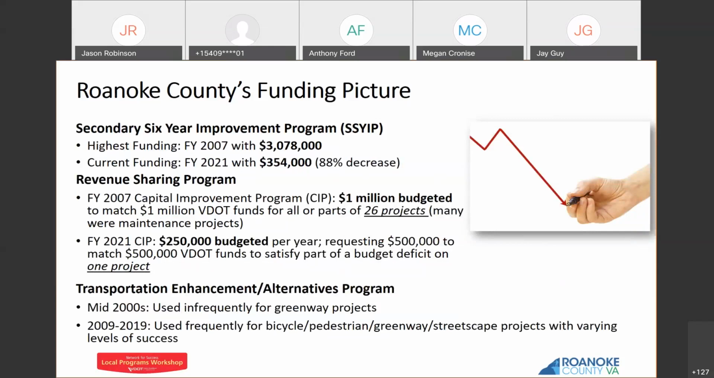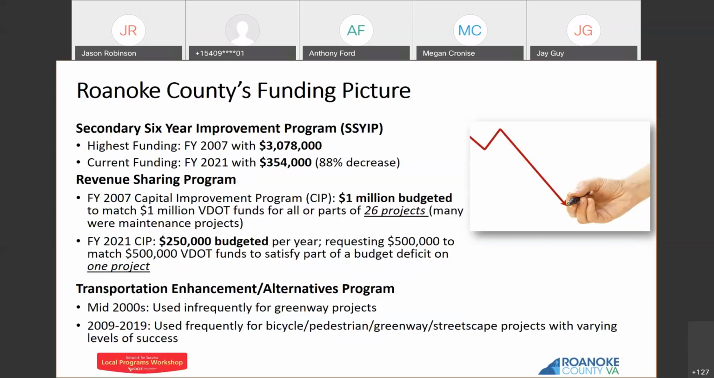So our Roanoke County funding picture, we'll go over briefly. Our secondary 6-year improvement program, back in the good old days, our highest funding in fiscal year 2007 was over $3 million. Today, in fiscal year 21, we have about $354,000 in our secondary plan. So it's a big change and has changed how we fund projects.